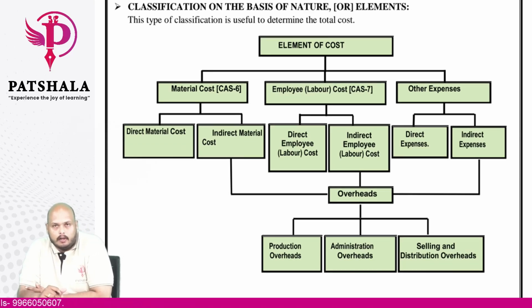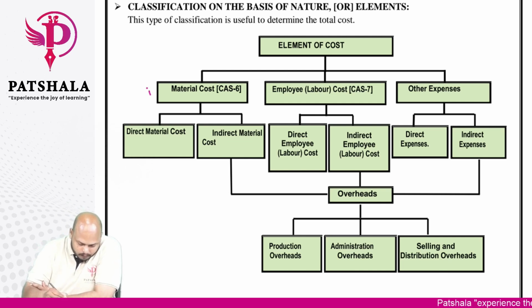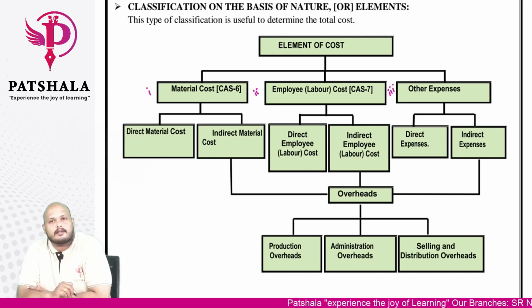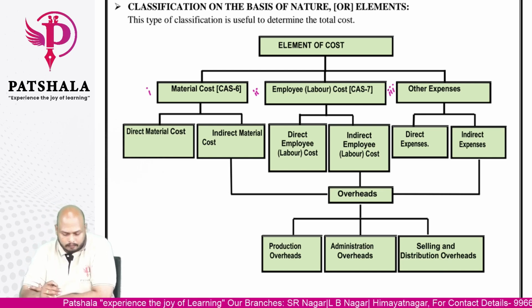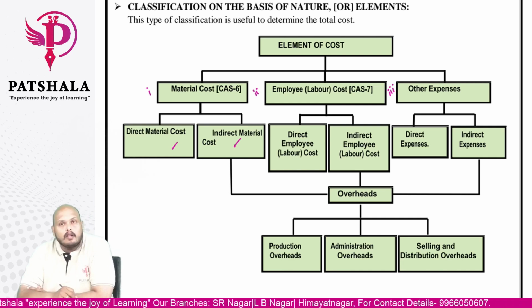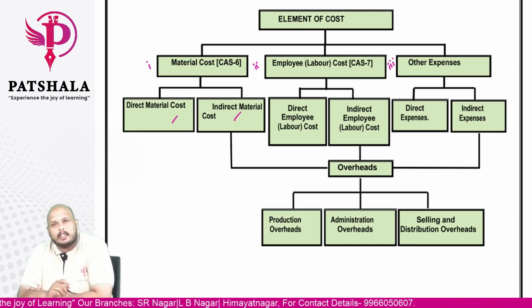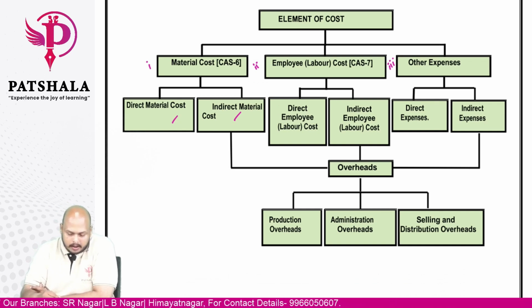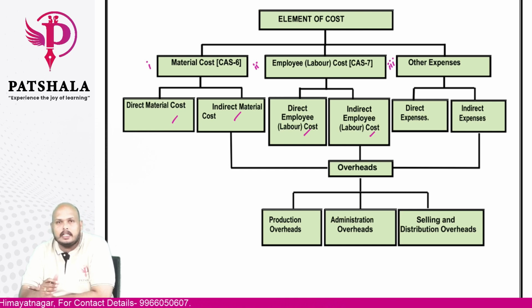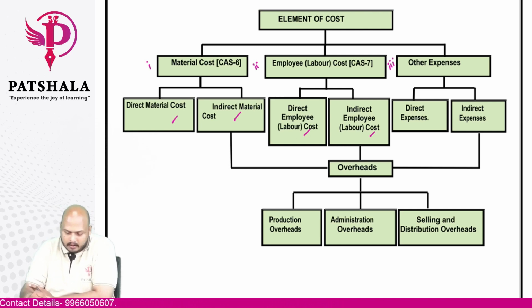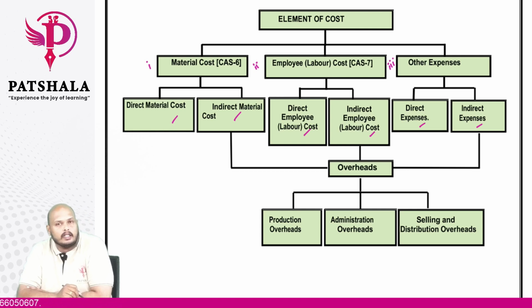Classification of cost on the basis of elements. Here we are seeing one is material, another one is labor, third one is expense. If you observe, this material has been subclassified into two types: direct material, indirect material. We will see further. Next, labor is also subclassified into two types: direct labor, indirect labor. Again, expenses are also subclassified into two types: direct expense, indirect expense.